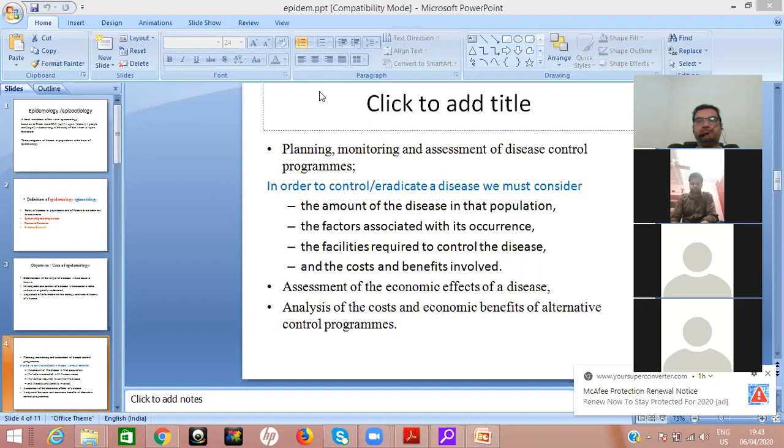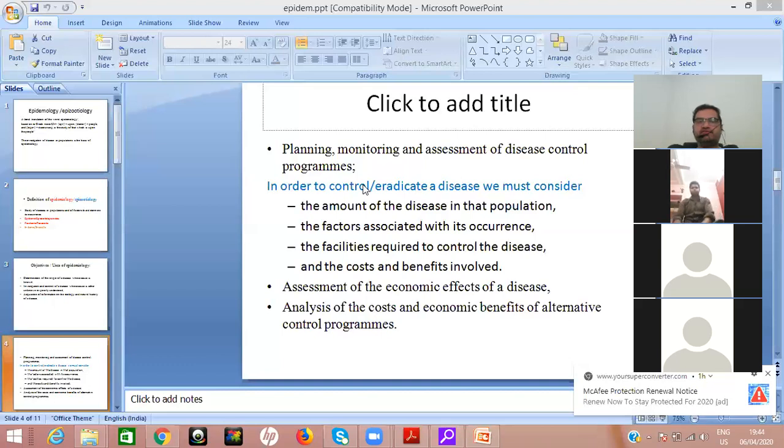By regular studying, collecting the data, and analyzing the data from different sources, this is called surveillance. In order to control a disease, it is important to know the amount of a disease in a population. Whether we have to go for a control strategy for a particular disease or not depends upon the amount of disease in a population.